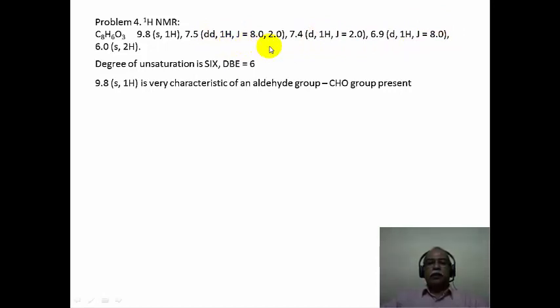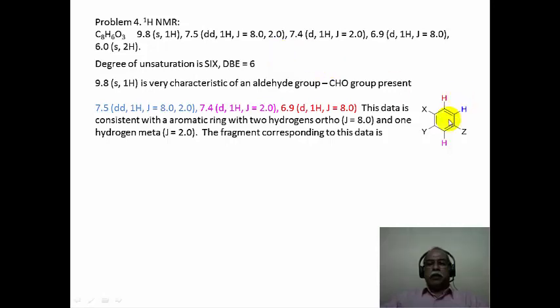One can also figure out the substitution pattern from the coupling constant. 8 Hertz is an ortho coupling. There must be two hydrogens adjacent to each other in this aromatic skeleton. That corresponds to the ortho coupling, and 2 Hertz corresponds to a meta coupling. So there should be 2 hydrogens which are ortho to each other and 1 hydrogen meta to the other 2 hydrogens. So this structural unit essentially satisfies the spectral data in the aromatic region.